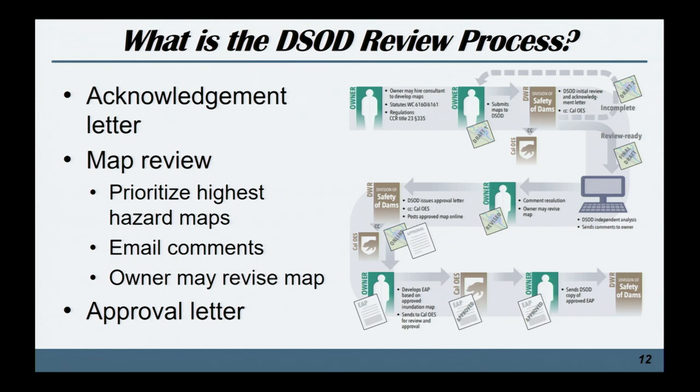Our review process is very similar to our review process for applications on dams, which is that once you send all your submittals to us, we send you an acknowledgement letter. We copy Cal OES so they know it's in our pipeline. And then we start our review by prioritizing the highest hazard maps. For example, we're working on high hazard maps right now. So if you submit a significant hazard map right now, we're going to work through all the higher hazard maps before we start working on that significant hazard map. Once we review it, we'll send you our comments by email usually, and then you or your consultant can revise the map, and then we send an approval letter and we copy Cal OES again.